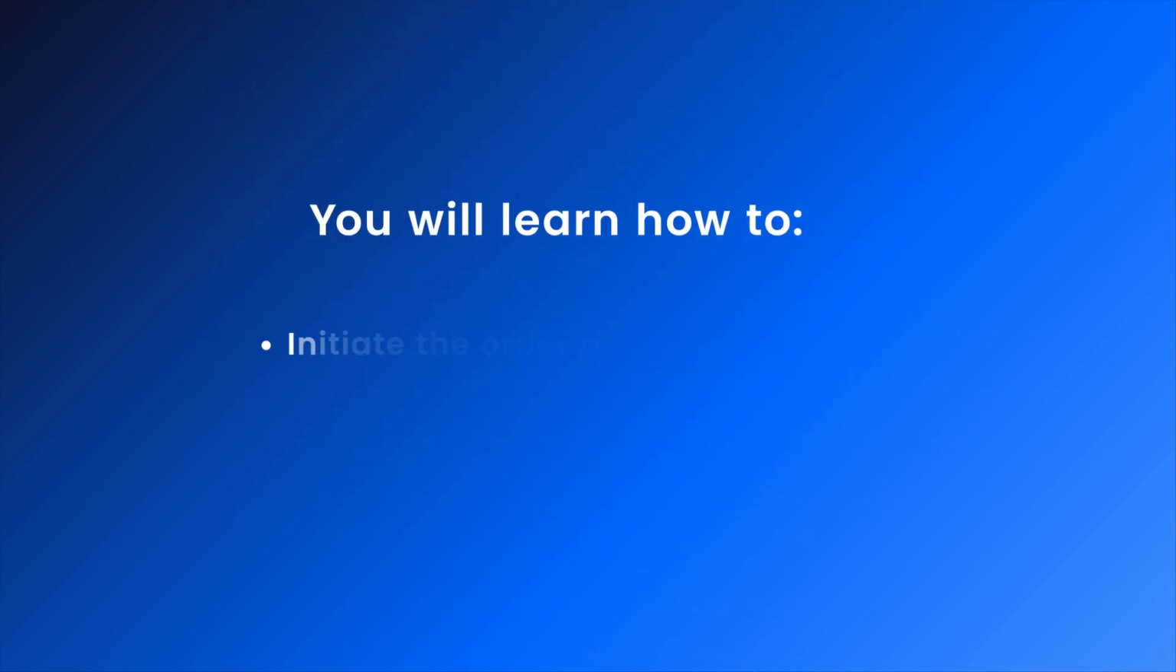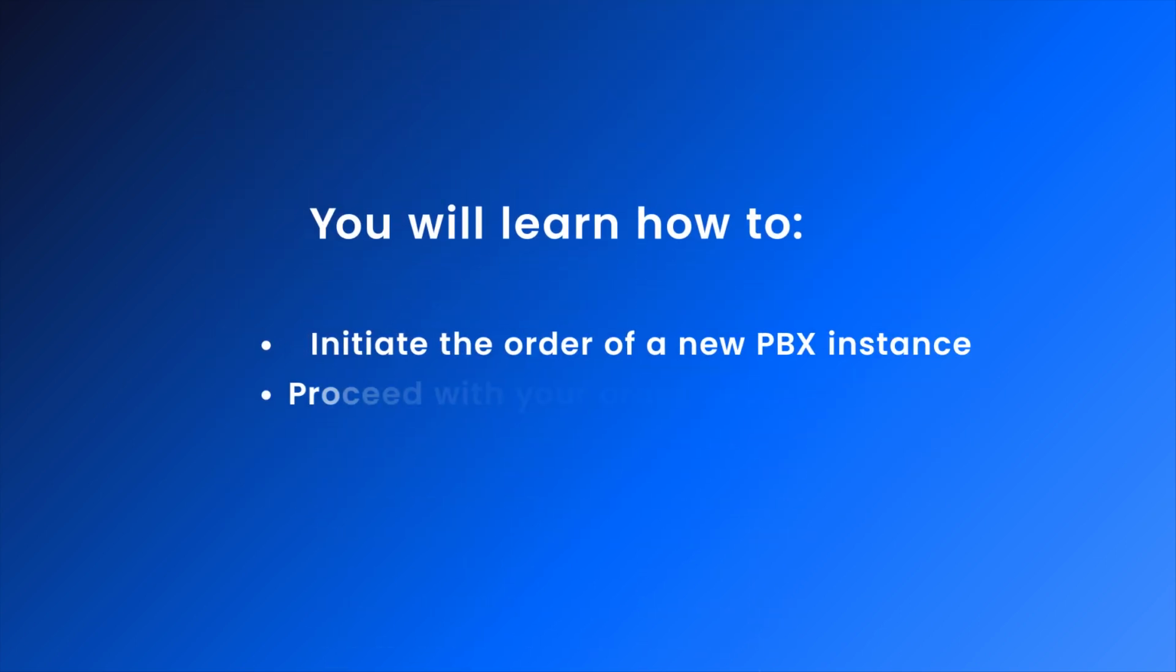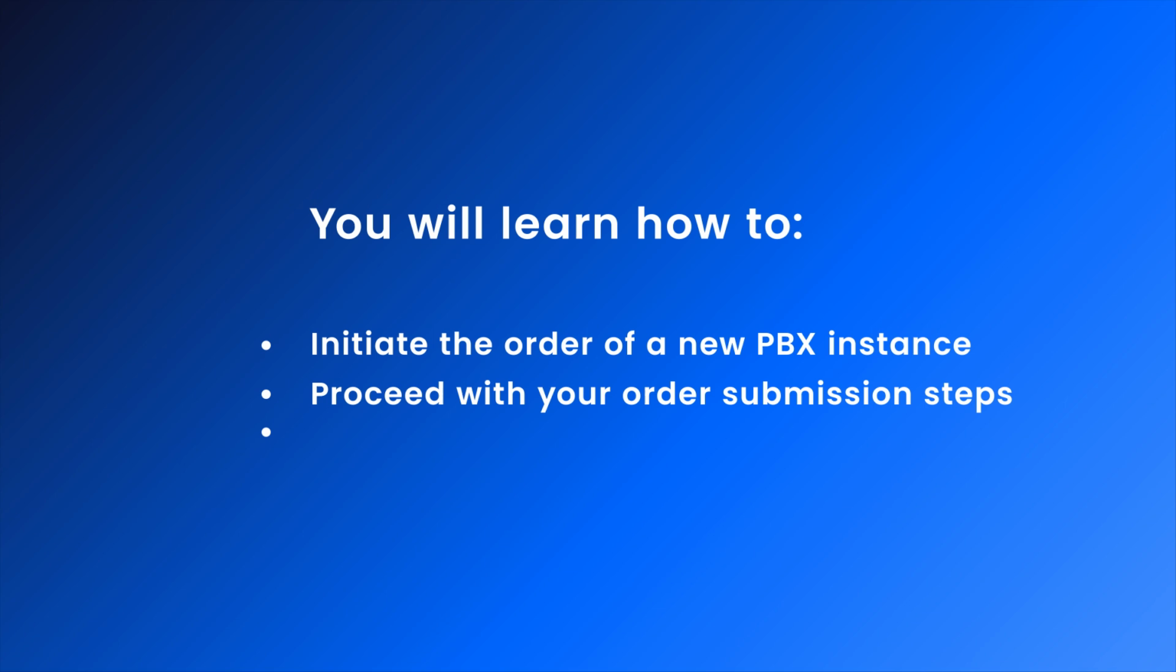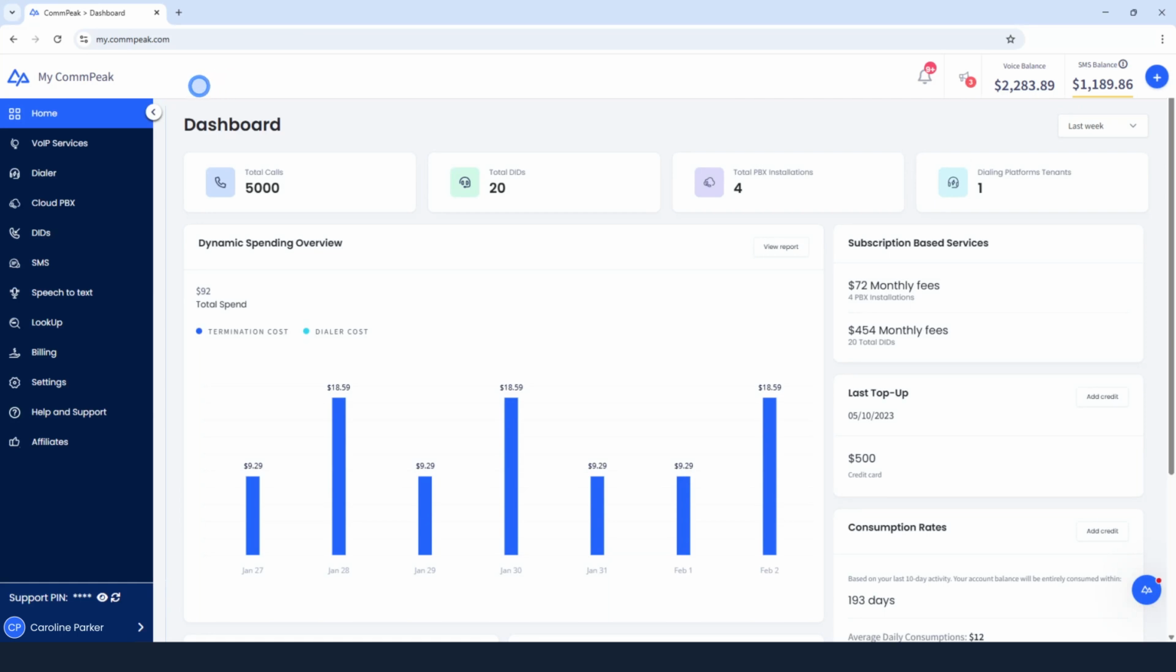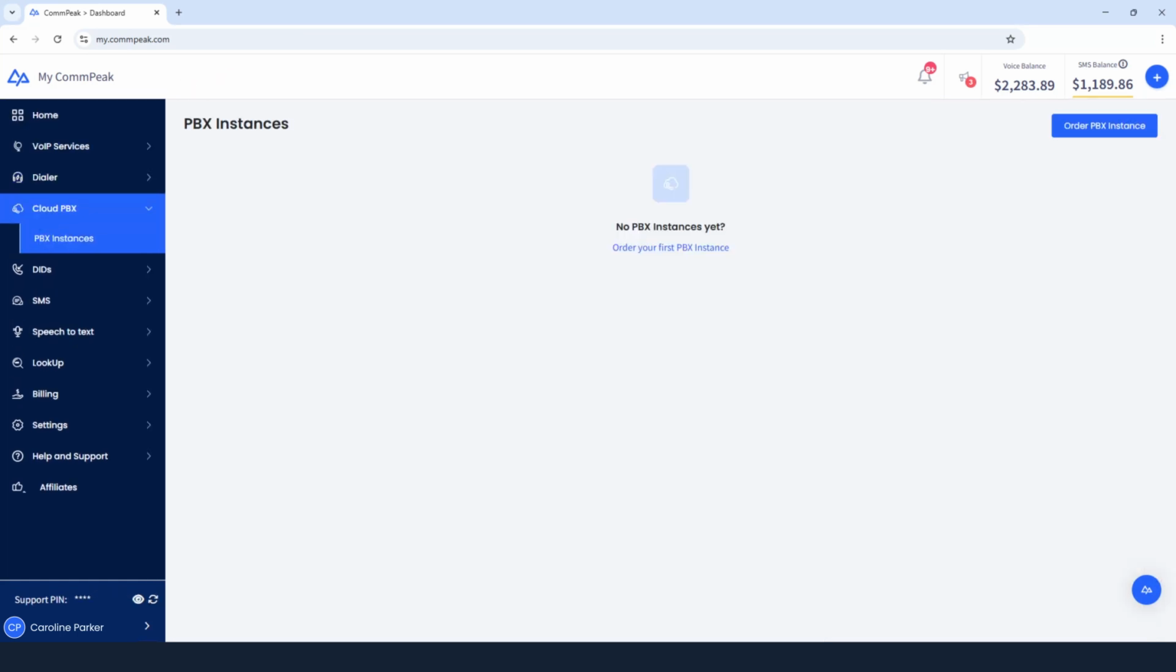You will learn how to initiate the order, proceed with your order submission steps, and how to track your PBX request status. First, sign in to your CommPeak Portal account. Then go to the main menu on the left and select PBX Instances in Cloud PBX. Click Order PBX Instance. If this is your first one, proceed with creating your first PBX.